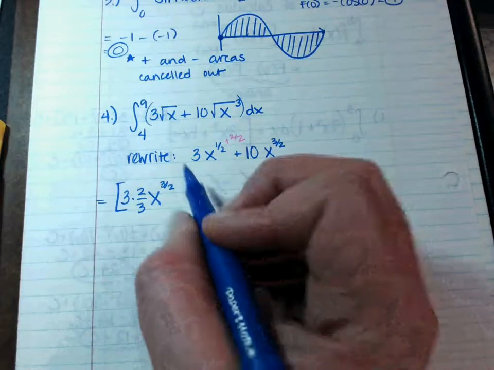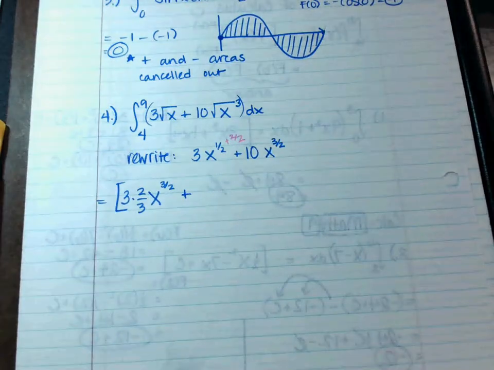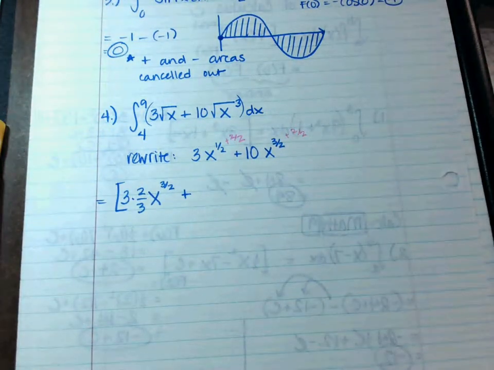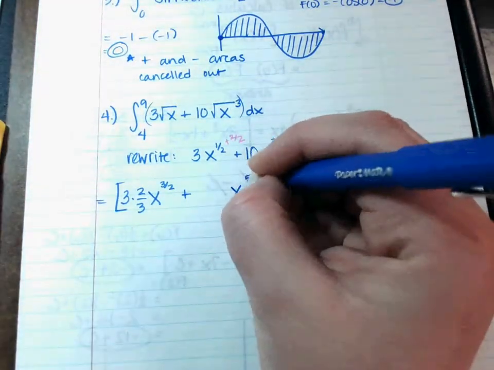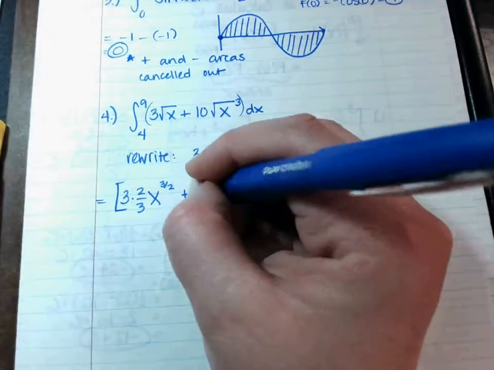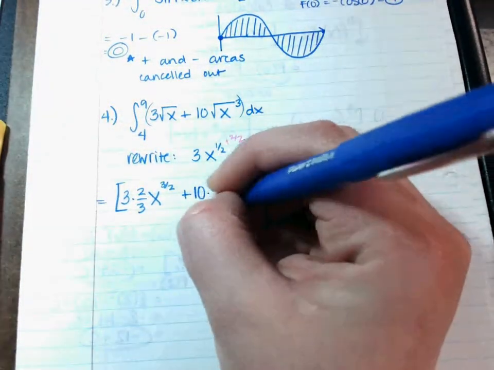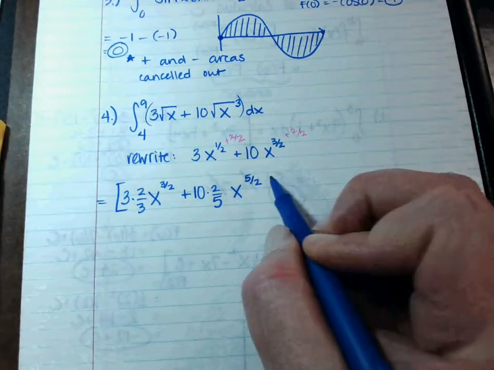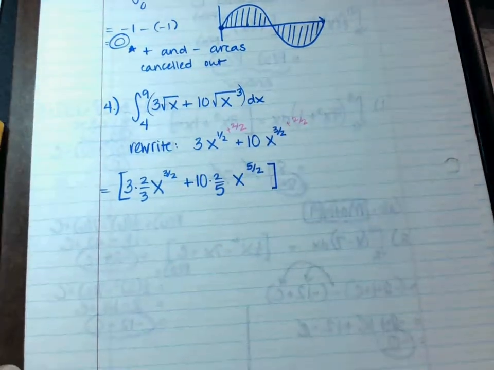Okay, go to the next one, plus. I have to add 2 over 2 to 3 over 2. How many is that? X to the 5 over 2, and then to divide by 5 over 2, I have to multiply by 2/5. Now notice there was already a 10 in the front. So I'm going to reduce that as well before I plug my endpoints in.